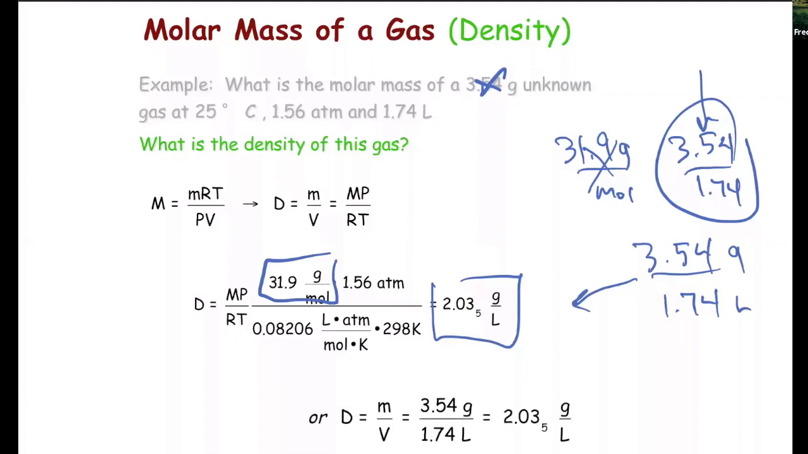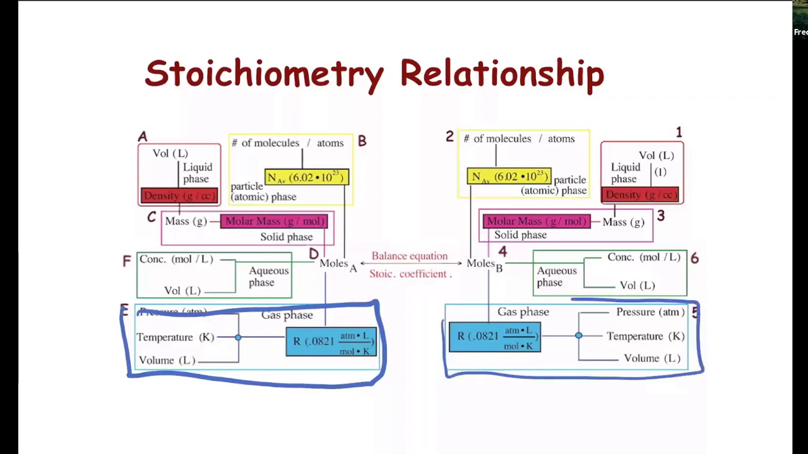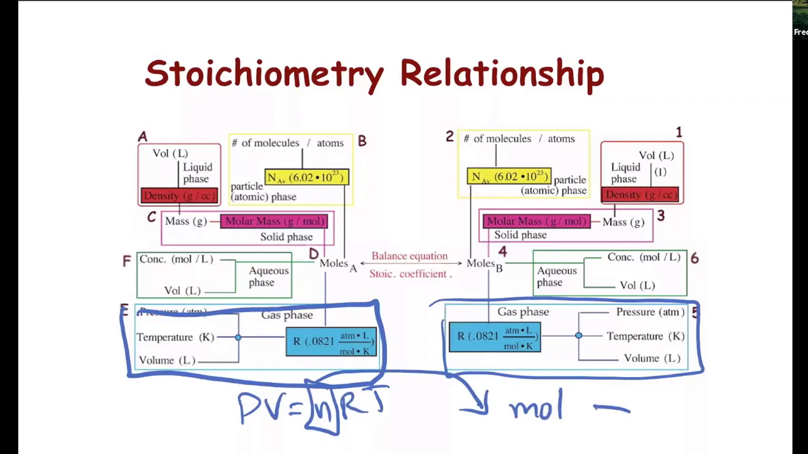Let me just see the time. Let me wrap this up. Yeah, that's a good stopping point, actually. Next time, we're going to use this portion of the stoichiometry map, because remember, through PV equals nRT, we have moles. And as long as you have moles, you can do stoichiometry.